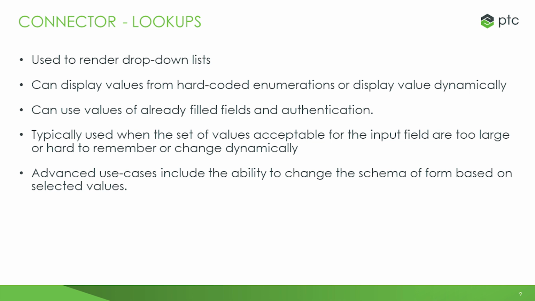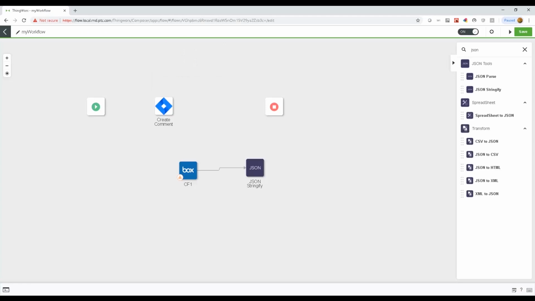So those are two use cases for lookups. Lookups also supports a number of advanced use cases, like the ability to change the schema of a form based on the selections in the list. For now, let's take a look at one of the lookups for the box action.